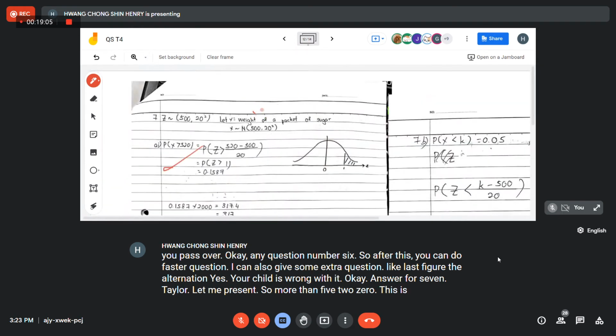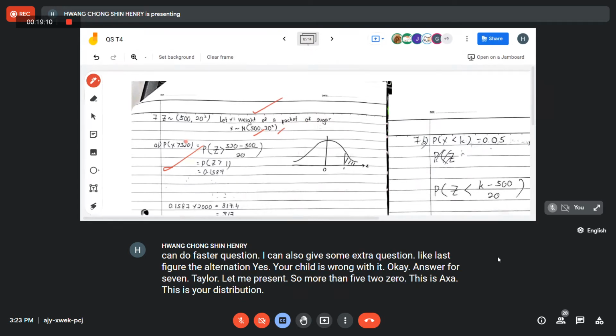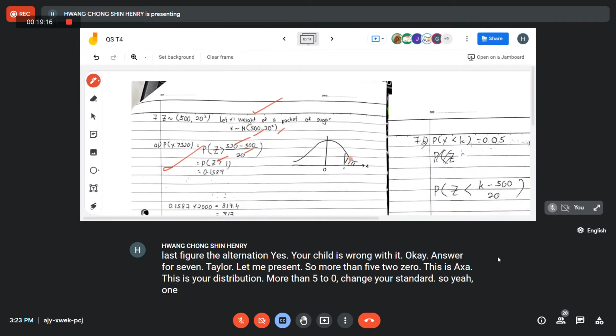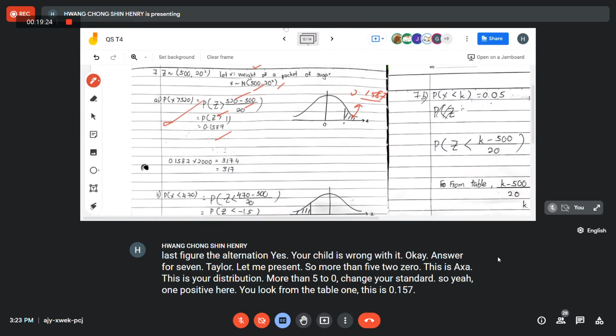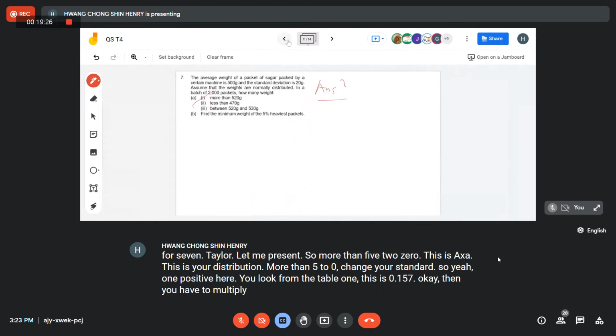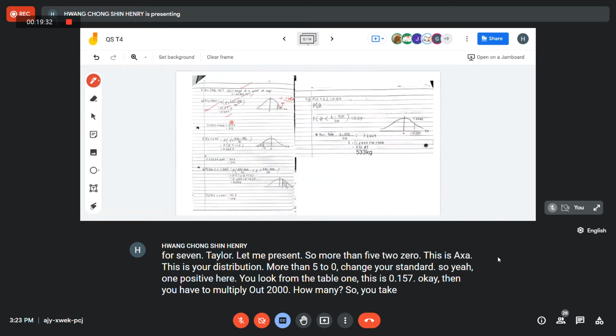This is your X. This is your distribution. More than 520, change to standard. So you have 1 positive here. You look from the table 1, this is 0.1587. Okay, then you have to multiply out 2000. How many? So you take 0.157 times 2000.